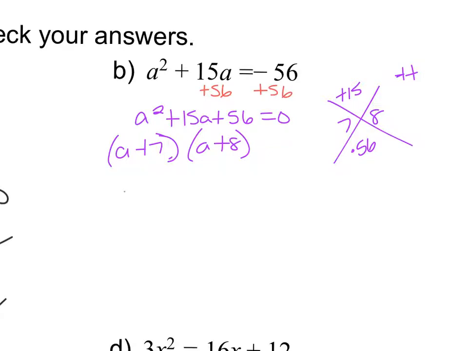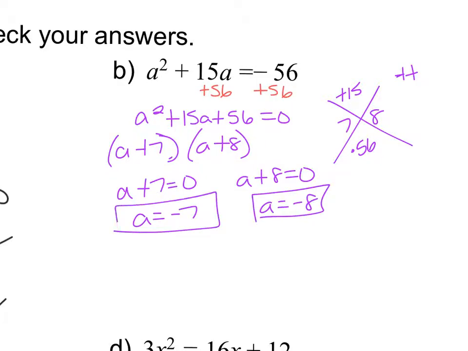Okay, now set each piece equal to 0. A plus 7 equals 0. A plus 8 equals 0. Therefore, a equals negative 7 and negative 8. So this one has 2 solutions as well. And you could check it if you wanted, but we're not going to.